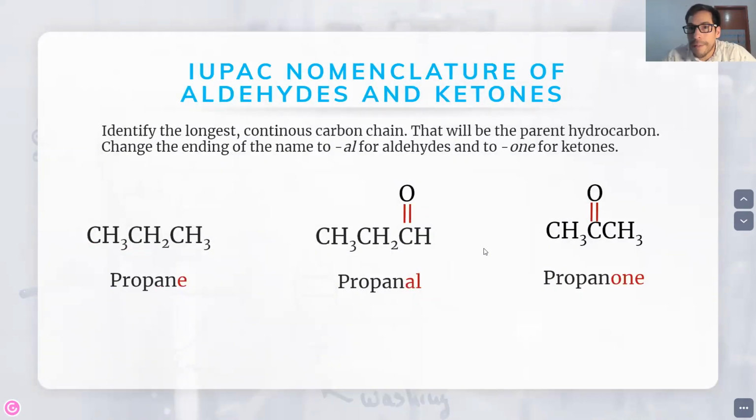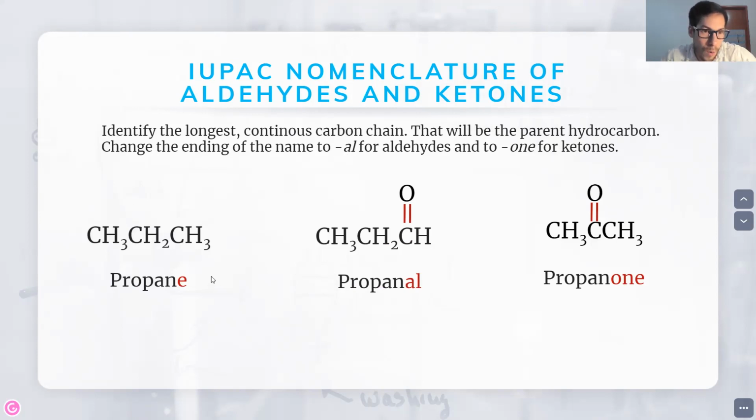Okay, so how can we name aldehydes and ketones? Again, we apply the same principles. We identify the longest continuous carbon chain. That will be the name of the parent compound. And we change the ending now to -al, A-L, for aldehydes, and to -one for ketones.